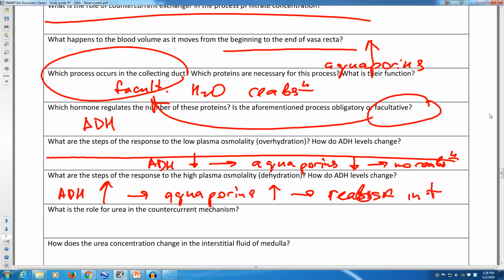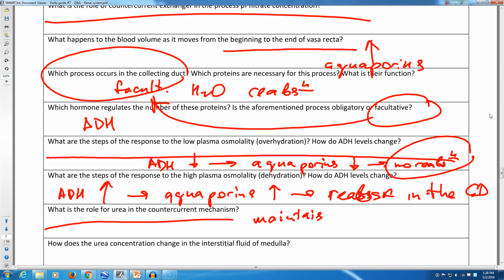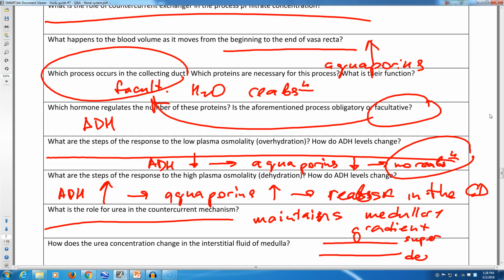Urea maintains the medullary gradient. Urea concentration, so if that's medulla, that's superficial, that's deep. Urea concentration increases towards the deep medulla.